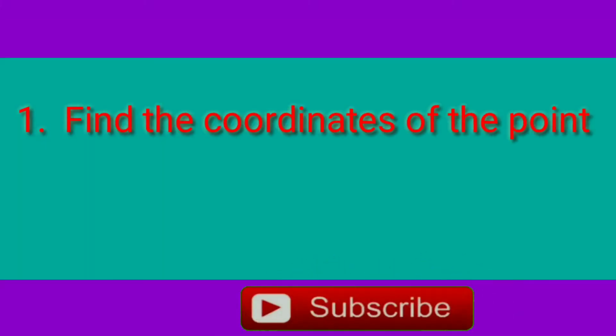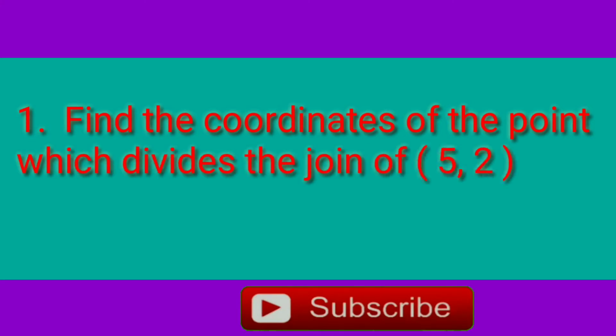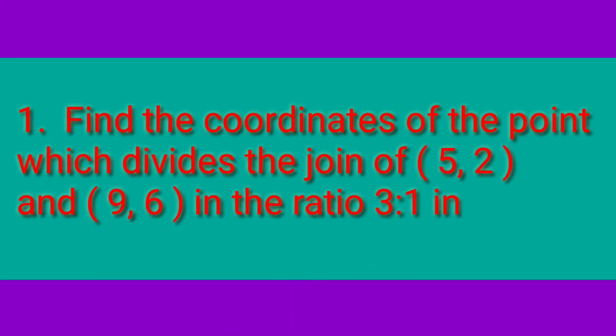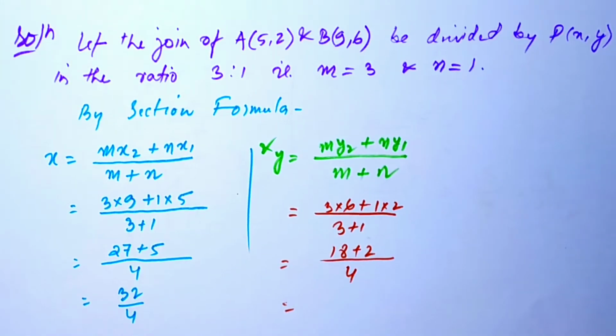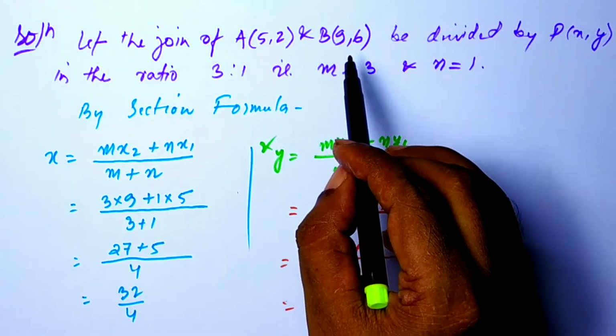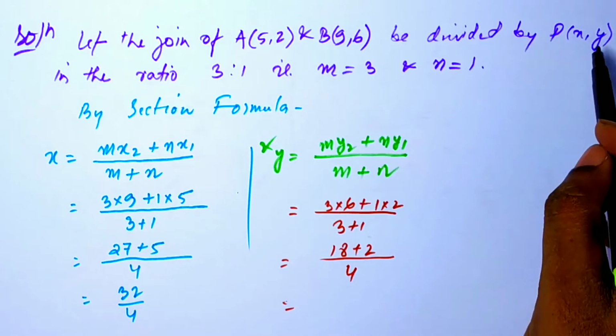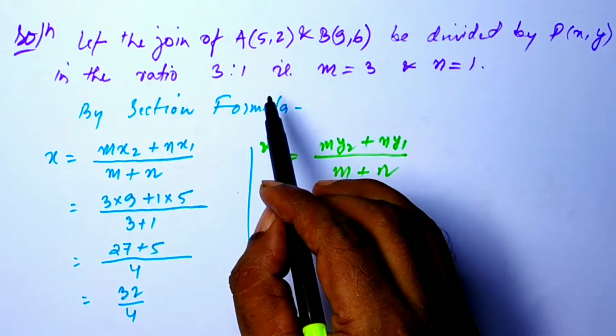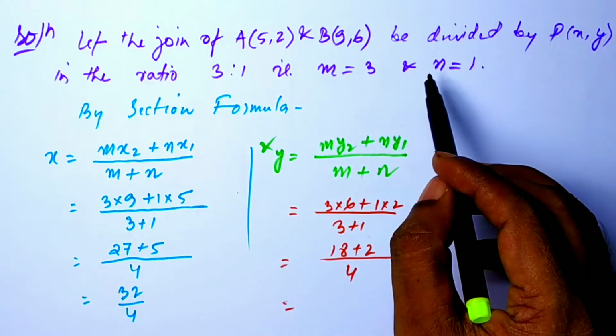Here we have a question. Find the coordinates of the point which divides the join of (5, 2) and (9, 6) in the ratio 3 is to 1. So let us solve it. Let the join of A(5, 2) and B(9, 6) be divided by P(x, y) in the ratio 3 to 1, that is m equals 3 and n equals 1.